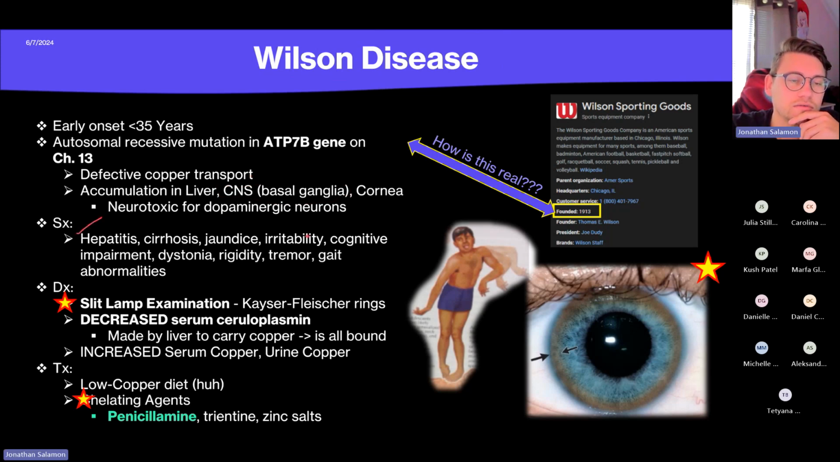Hepatitis, right, it accumulates in the liver, right? So you'll have liver issues. And if you see anything that's combining liver issues and also ataxia, it's probably Wilson's disease.